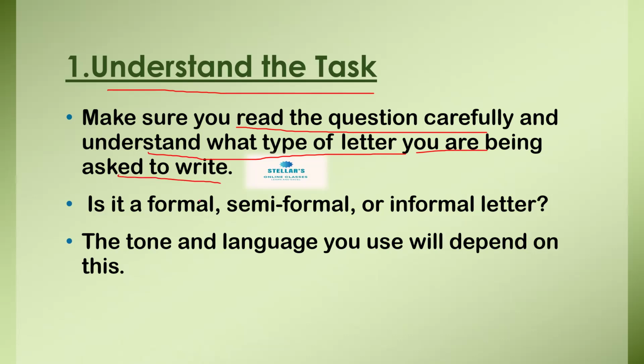There are three types of letters in writing task 1 in GT. First is formal, second is semi-formal, and third is informal. So you have to identify which type of letter it is, right? Because according to the type of letter, you will change the salutations and the opening and closing of letters. Then the tone and language that you will use will also depend upon the type of letter. So it's very important to understand the task and the statement, the demand of the question, what it is demanding, right?